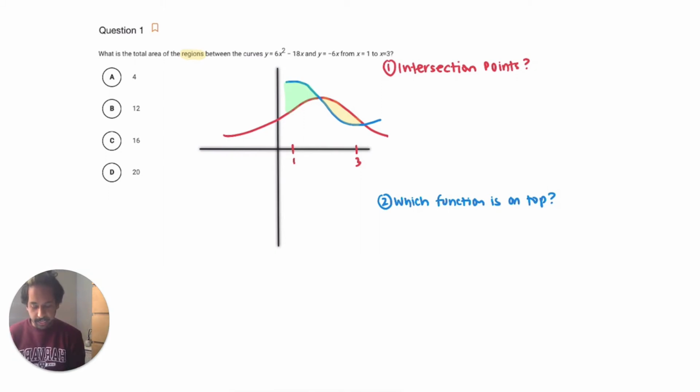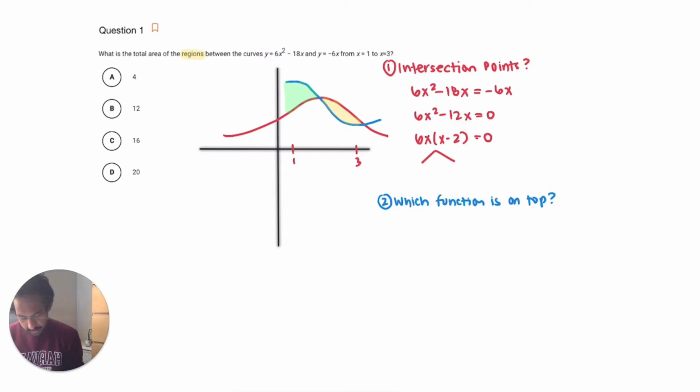So in order to find intersection points of our curves, we have to set them equal to each other. So we want to see, when does 6x squared minus 18x equal negative 6x? I'm going to rearrange this by adding 6x to both sides. So I'm going to get 6x squared minus 12x equals 0. I'm going to factor out a 6x. And by the zero product property, I can find that x equals 0 or x equals 2 will be intersection points. So on our example here, there's 2. There's that intersection.